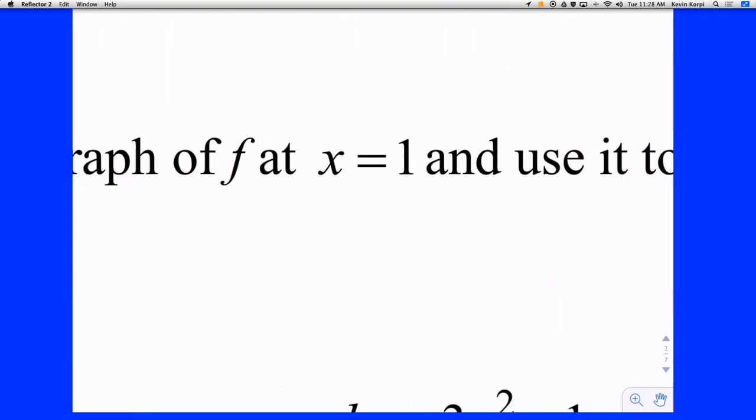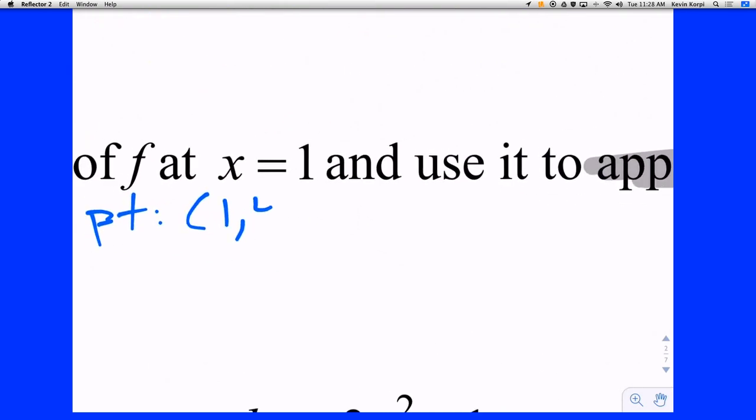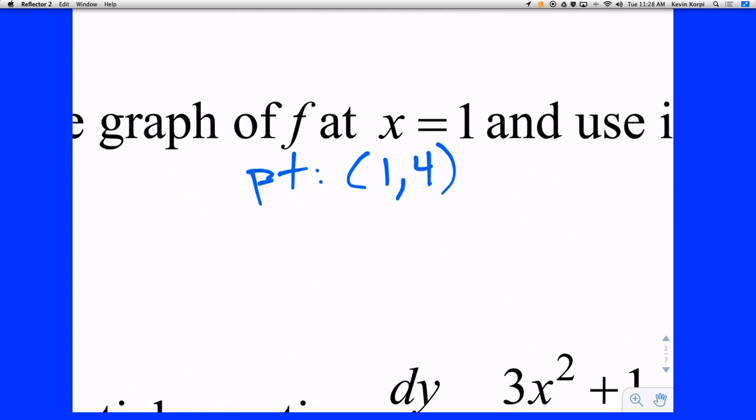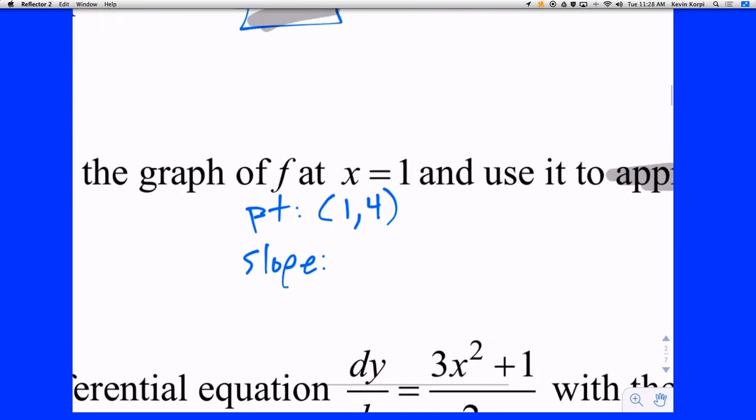At x equals 1, do we have the point? Yeah, the point is 1 comma, gosh, what is it? Oh, they gave it to me still. 4. And the slope at that point. Hey, we just found that at A. It's almost like College Board is guiding us towards where they want to take us. Little breadcrumbs. It's 1/2.